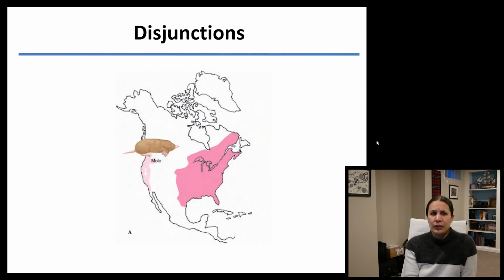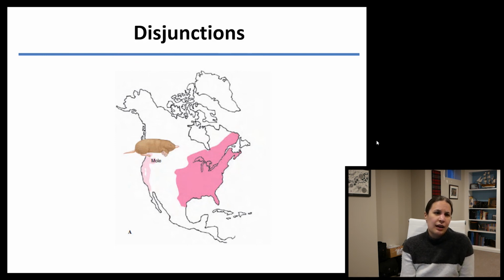We know that the mole, the ancestor to this group of mammals, originated to North America by traveling across the Bering Land Bridge. So North America was once connected to Eurasia through the Bering Land Bridge when sea levels were much lower. So the first thing that I notice when I look at this species distribution map, we have an eastern population and a western population. They're separated by a continental divide. So they're separated by a mountain chain that runs north to south in North America.